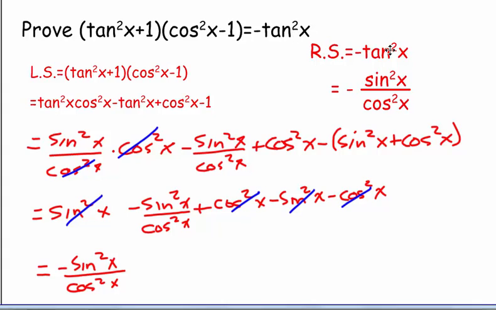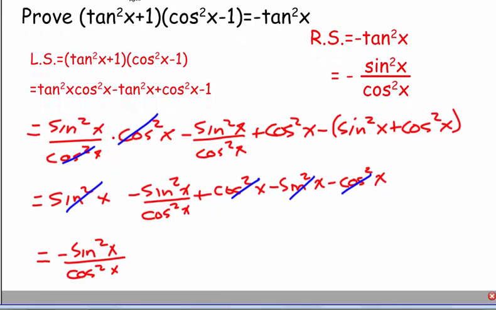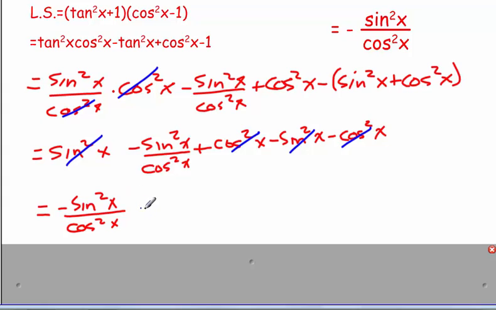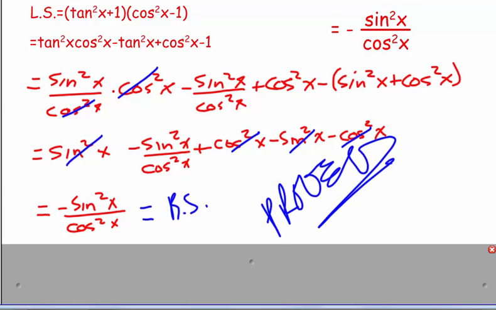So if I worked through the right side again, assuming I hadn't already done the previous version of this question, right side is negative tan squared. That's the same as negative sine squared over cos squared. And again, let's go down here actually this time. So I will say that this is equal to the right side. And again, there we go, proven. That's the one I was looking for.